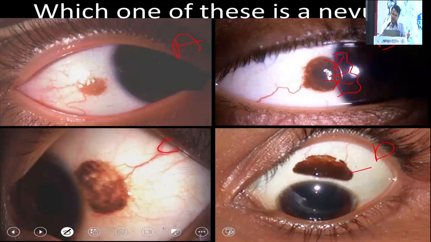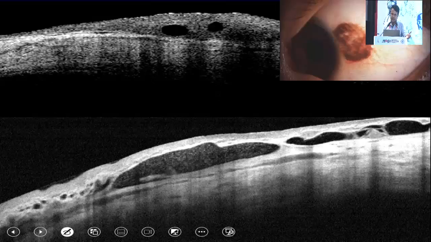This one does not have an interpalpebral bulbar location, but it has variable pigmentation and it is respecting the limbus. So all these are nevi of various types, but all of them are definitely nevi. All of them have been excised and I have the histopathology to back me up. So these are definitely nevi. There's no doubt about it.